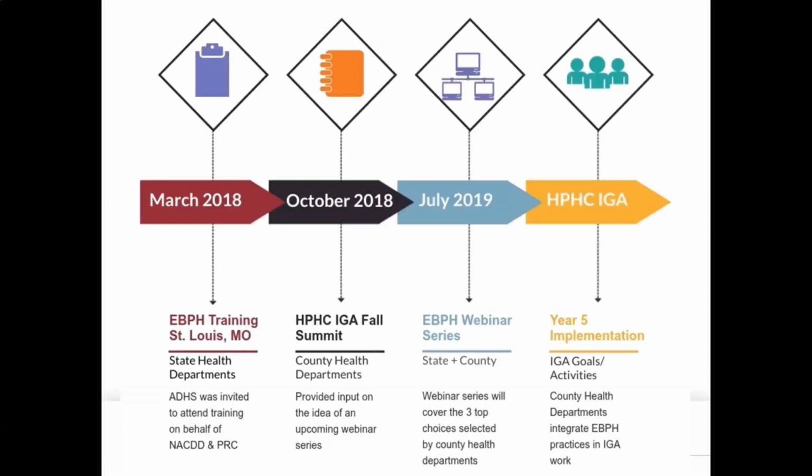July 2019, we began our webinar series. This is being presented to both state health department and county health department staff in order to share more information about the 3 top choices that were selected by county health departments. We hope this is helpful as we enter our Year 5 implementation for the EBPH IGA, establishing and selecting goals and activities, and also encouraging county health departments to integrate more evidence-based public health and utilize evidence-based decision-making practices within the IGA work in Year 5 and onward.